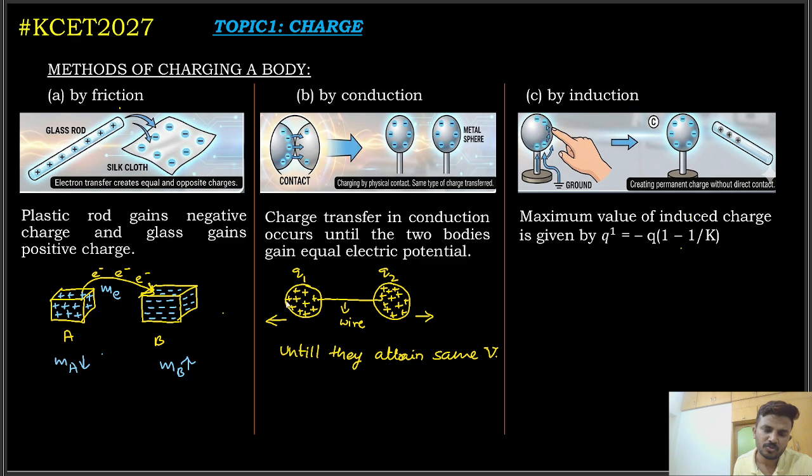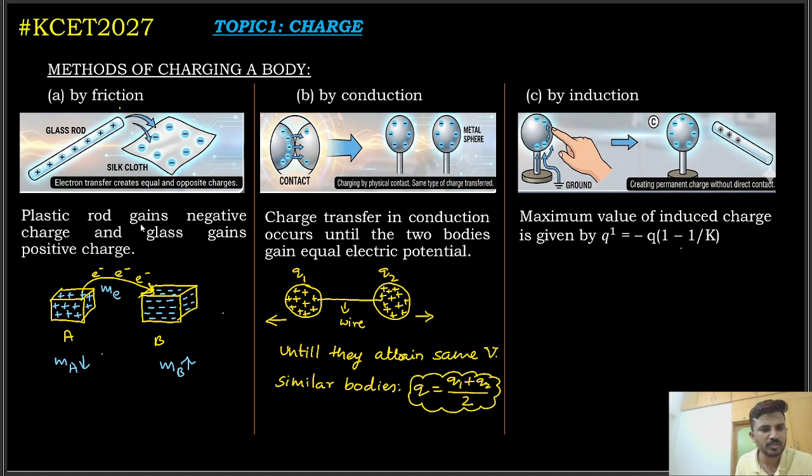Okay, so if we have two similar bodies, the charge after conduction is given by Q is equal to (Q1 plus Q2) divided by 2. This is very, very important. And this applies when two similar bodies are brought into contact.